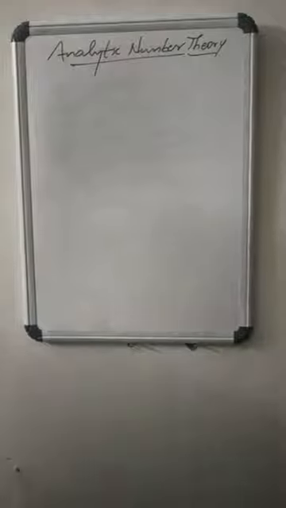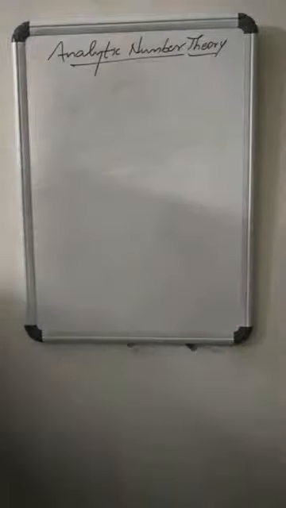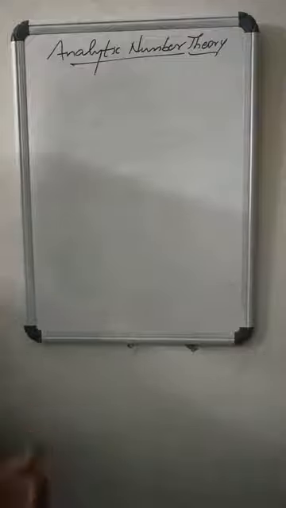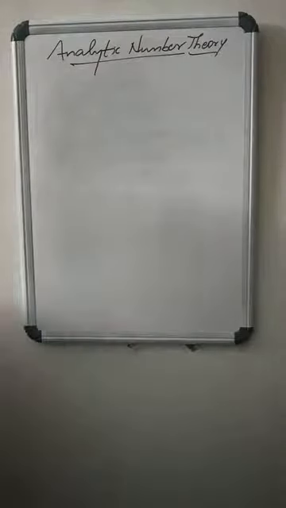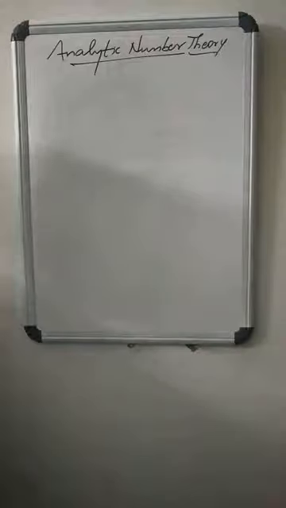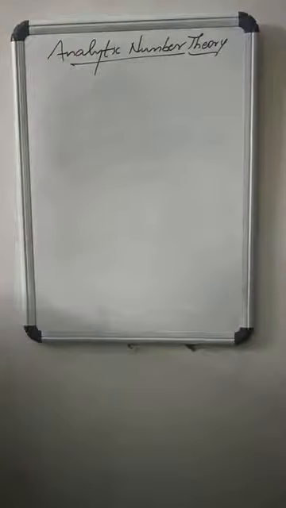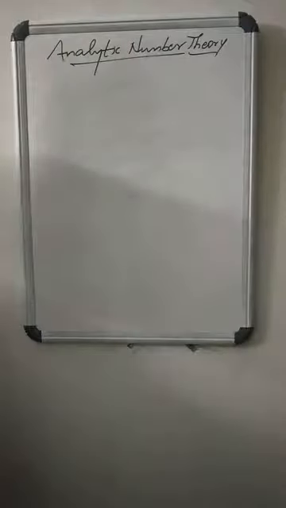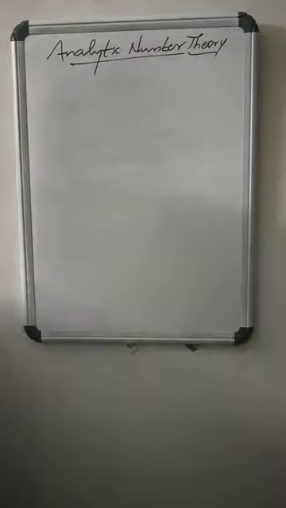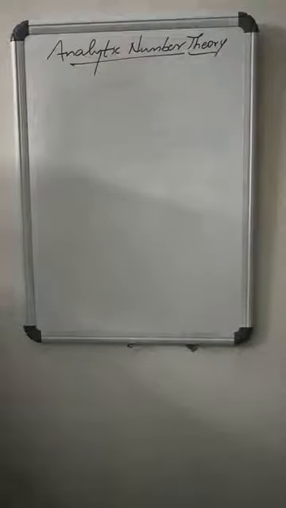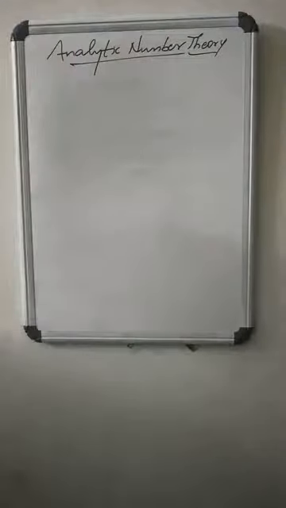In the previous class we discussed the Chinese remainder theorem. What is the Chinese remainder theorem? If m1, m2, etc., mr are relatively prime in pairs, then the system of congruences x ≡ b1 mod m1, etc., x ≡ br mod mr has exactly one solution modulo the product m1 m2 etc. mr, and that solution is x = b1 M1 M1' + b2 M2 M2' + etc. + br Mr Mr'.